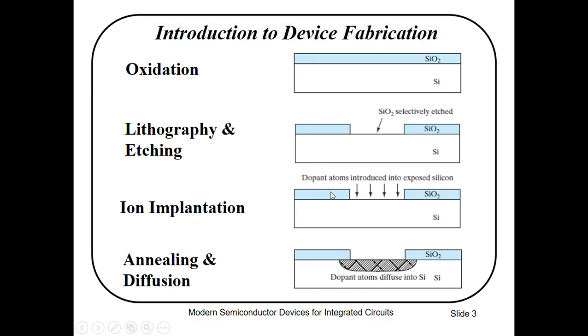Here you can see dopant atoms are introduced into exposed silicon. This is called ion implantation. And the fourth one, dopant diffusion into silicon. We also call it annealing and diffusion. A combination of all these and other fabrication steps can produce complex devices and circuits. This step-by-step and layer-by-layer method of making circuits on a wafer substrate is called planar technology.